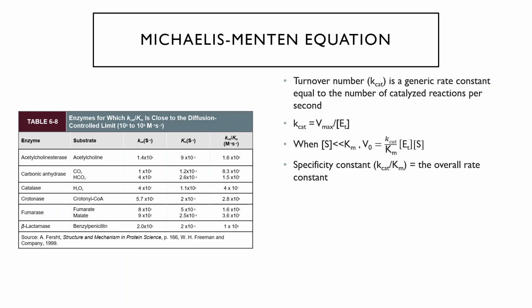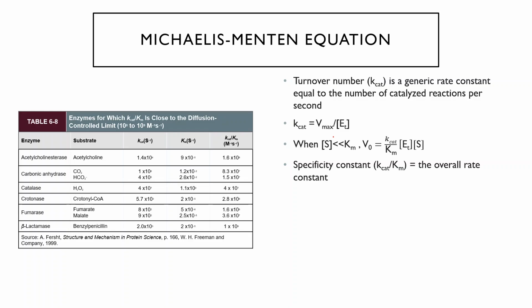So instead, a more generic form of this equation uses what's called the turnover number, or kcat. It's just the overall rate of the reaction. It's basically the number of catalyzed reactions per second. And again, for our enzyme reaction, the kcat should just be equal to the Vmax divided by the total enzyme concentration. Because you're not really concerned necessarily with what the intermediate steps are. You're just saying the overall reaction rate at that point.